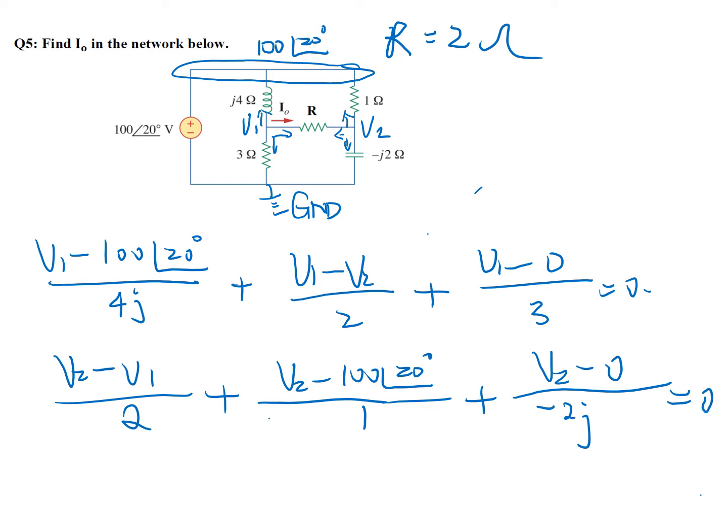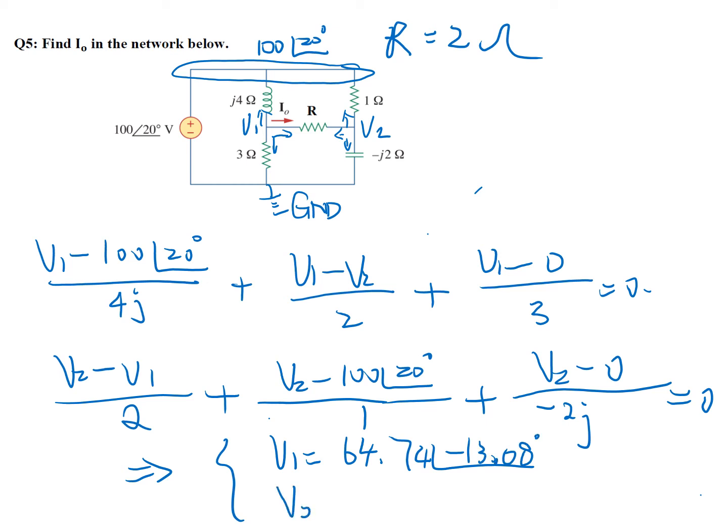We can find that V1 is equal to 64.74∠-13.08°, and V2 is equal to 1.17∠-6.35°. So we have found V1 and V2.